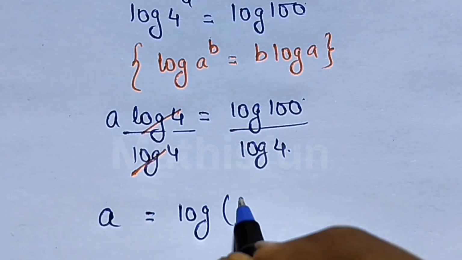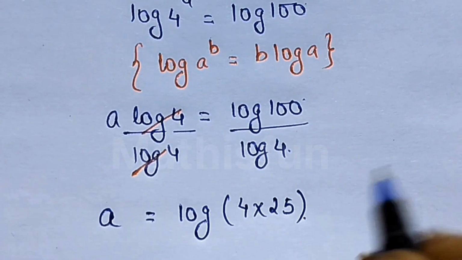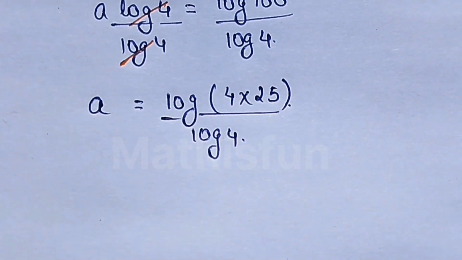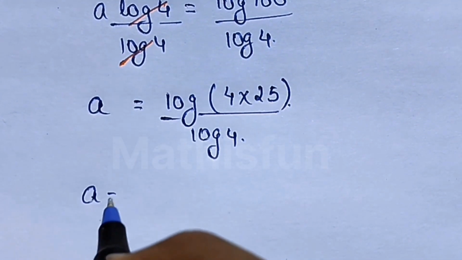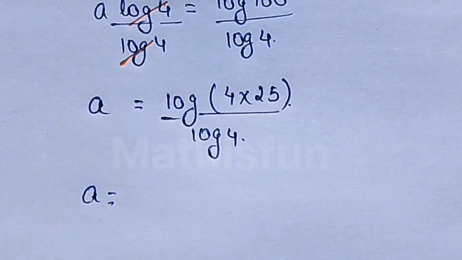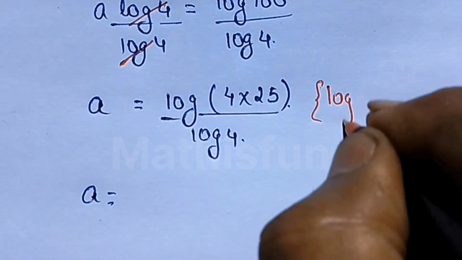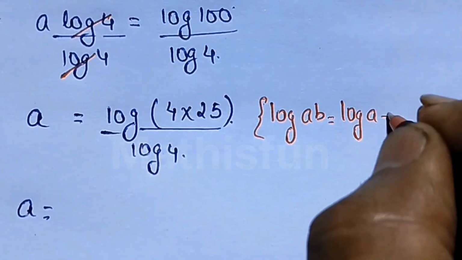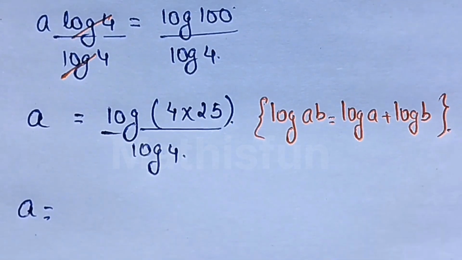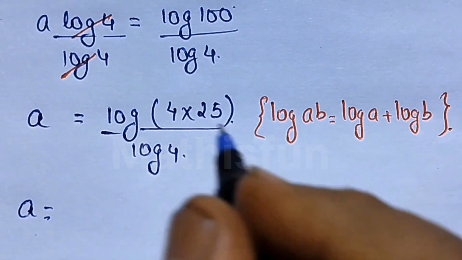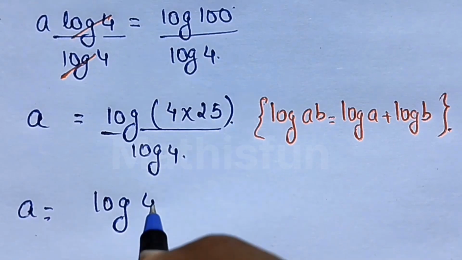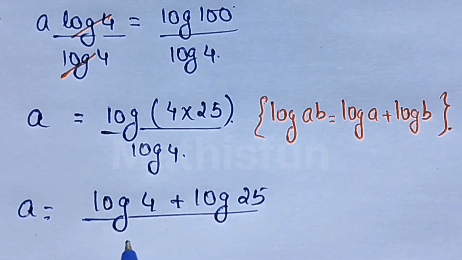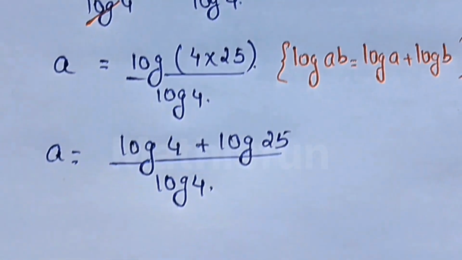Log 100 can be written as log 4 into 25, upon log 4. Clear? And this is in the form of log ab, that is log a plus log b. We will use this form. So this becomes log 4 plus log 25, whole upon log 4.